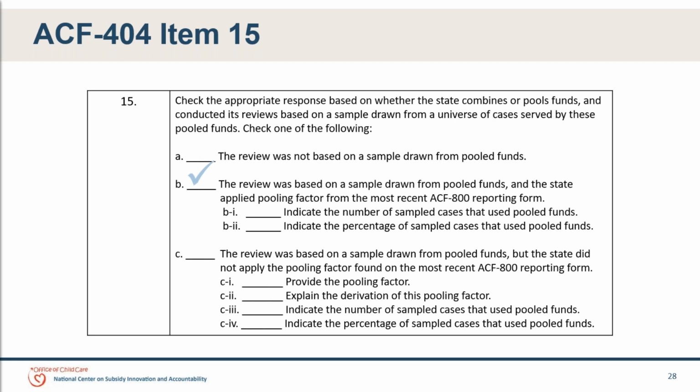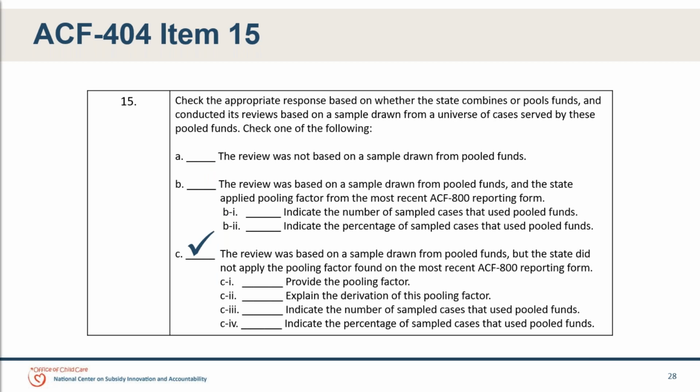If your review was based on a sample drawn from pooled funds and you used the pooling factor from your most recent ACF-800 reporting form, check B, and then provide the number and percentage of cases that used pooled funds. In most states, the number of sample cases that use pooled funds is going to be 276, and the percentage is going to be 100%. But that's not the case in every state, depending on how your sample is funded and how that's all set up. So again, if you do need any assistance figuring all that out, let us know.